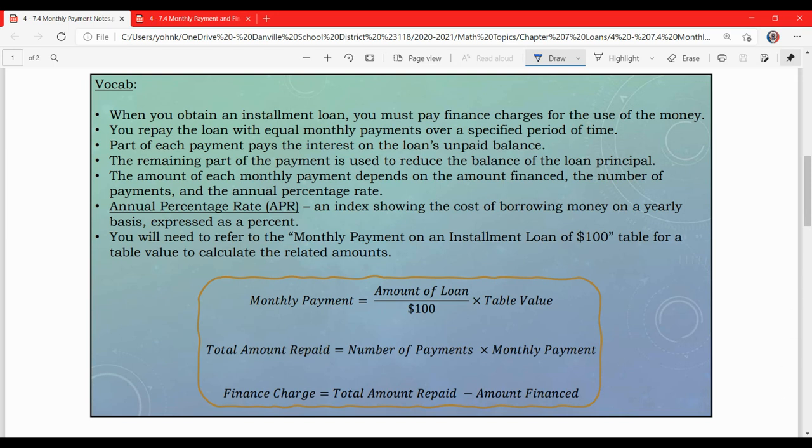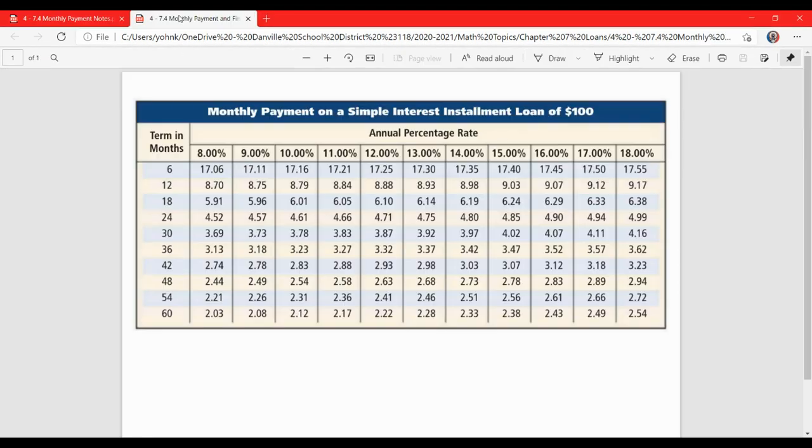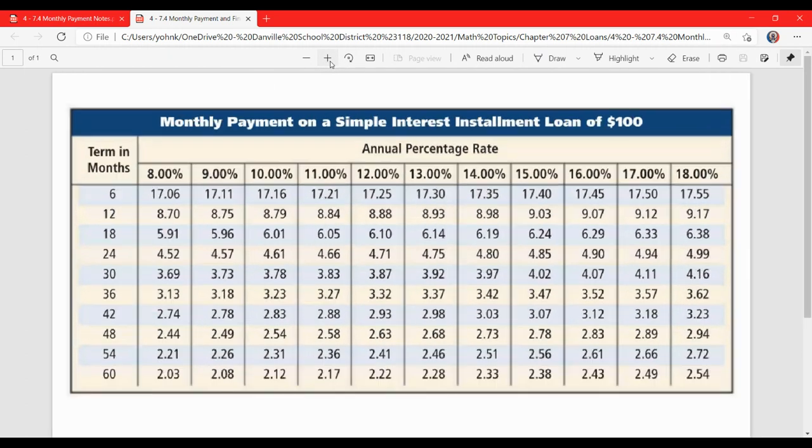We've talked about APR in the past. APR is an index showing the cost of borrowing money on a yearly basis, and it's expressed as a percentage. Now, you will need to refer to the monthly payment on an installment loan of $100 table for a table value to calculate the related amounts. So we're going to be looking at this table of values. Depending on how many months you have the loan for, and depending on what the APR or the finance percentage rate is, you'll have a different payment every month. And so we are going to need to know some information, and we're going to have to use this table on every problem.